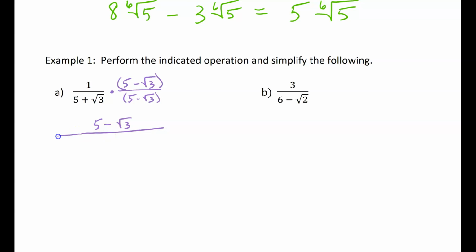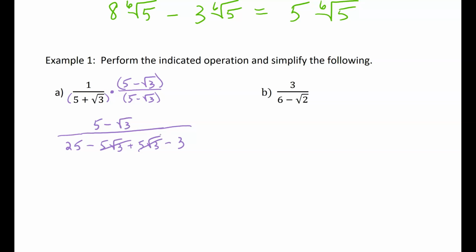Now in the denominator, we basically just treat this like we're multiplying 2 binomials, right? So it's like FOILing. I would do 5 times 5 is 25. 5 times negative square root of 3 is minus 5 square root of 3. Square root of 3 times 5 is plus 5 square root of 3. And then square root of 3 times negative square root of 3 becomes negative 3. And then what happens to those two middle terms? They cancel out.